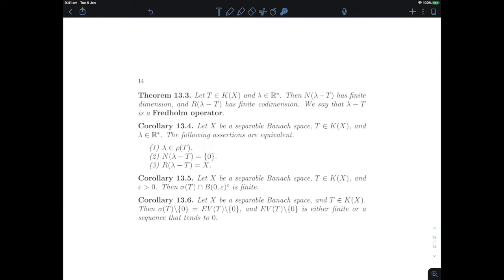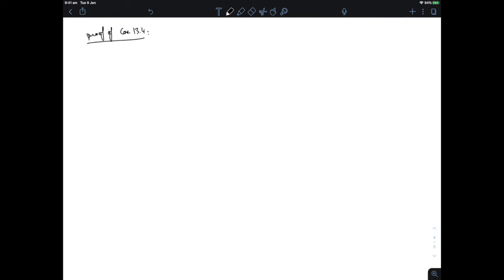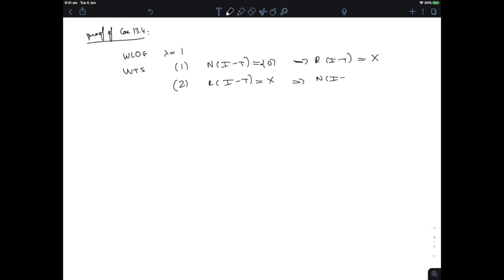And this corollary will form the basis of the next corollaries 13.5 and 13.6, building up to the fact that spectra of compact operators away from zero are only made of eigenvalues. Okay, so again, without loss of generality, we can assume that lambda is just 1. And what we need to prove is first that if the null space of I minus T is trivial, then the range, which by the way is closed, has to be the full space. And secondly, if the range of I minus T is the whole space, then the null space has to be trivial. Okay, so let's prove one first.